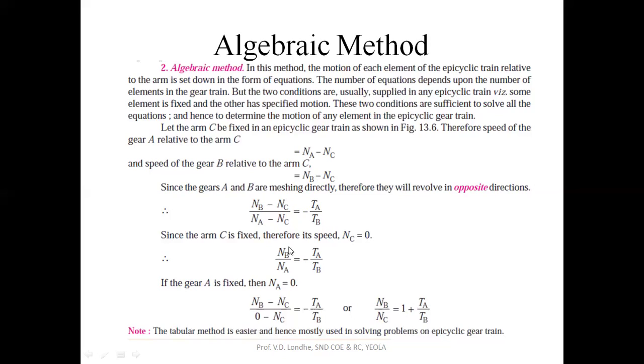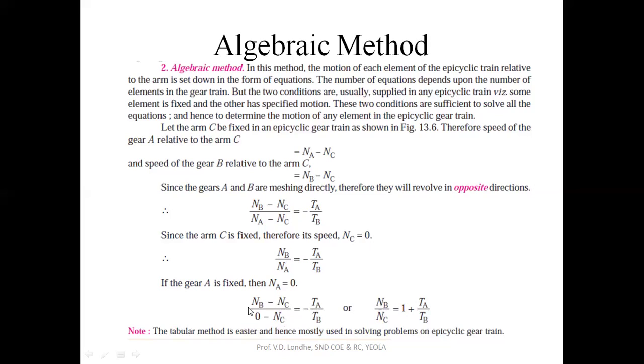And here the arm is fixed, so the speed of the arm will be equal to 0. So you have to substitute this value in this equation, so that you will directly get this equation as what? Nb by Na minus 1 is equal to minus Ta by Tb. So either of these two equations will be obtained from the tabular method.